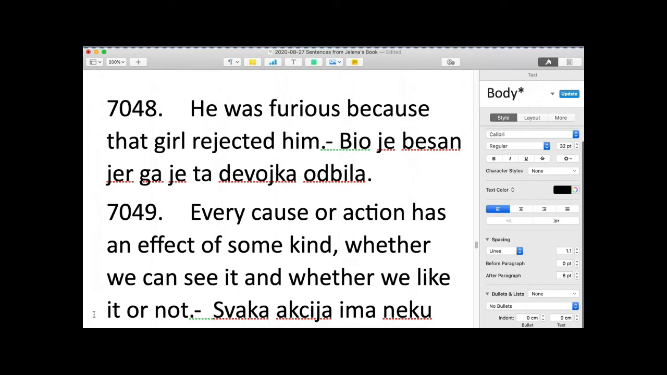Every cause or action has an effect of some kind, whether we can see it and whether we like it or not. That's a really good one. I definitely believe in that, and I think many people do.